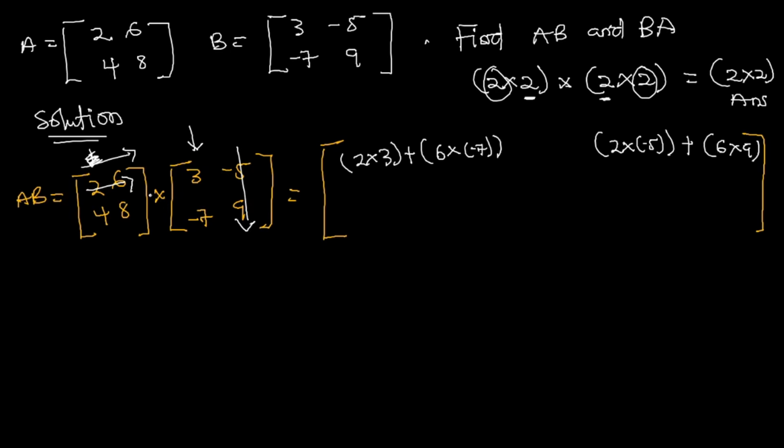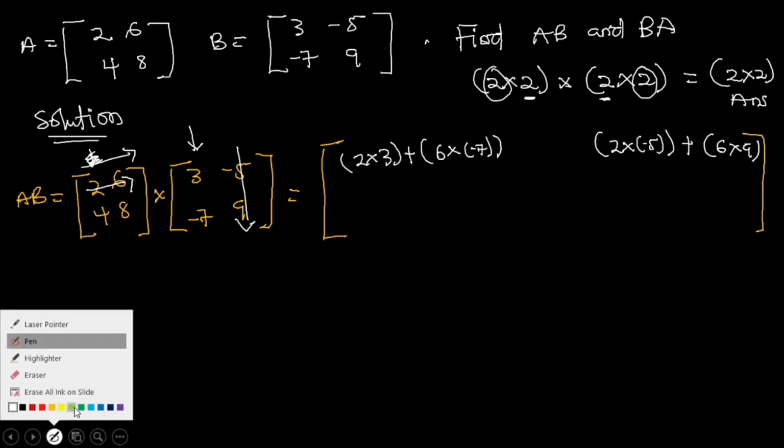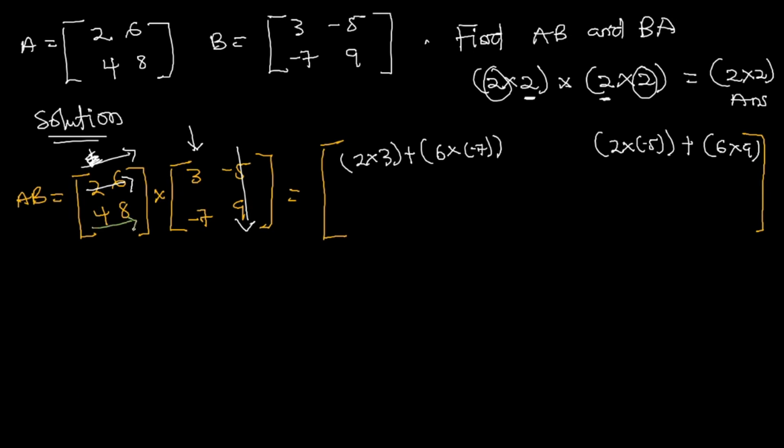Now that we are done with the first row, we move to the second one. So let me use another color to repeat that. We use the second row to multiply the first column. So we have 4 multiplied by 3, plus 8 multiplied by negative 7. Then we use the same row to multiply the second column. So we have 4 multiplied by negative 5, plus 8 multiplied by 9.